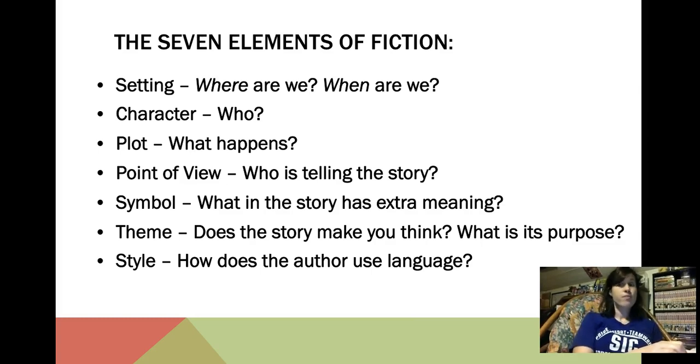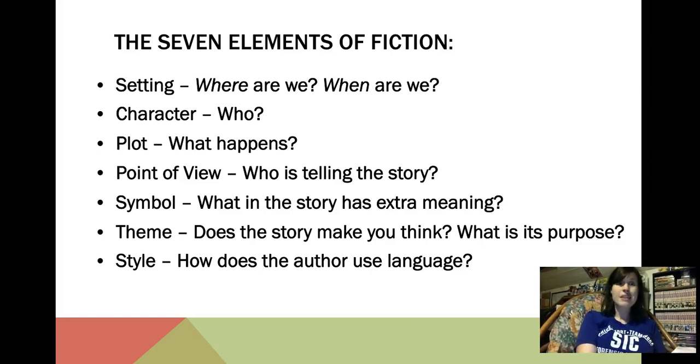The character. Who? Is it a human? Is it humans? Is it like the Brave Little Toaster and they're all inanimate objects? Is it nature? The character is the central figure that the story revolves around, or that interacts, that we see the story through, that is our kind of guide through the story and what happens.